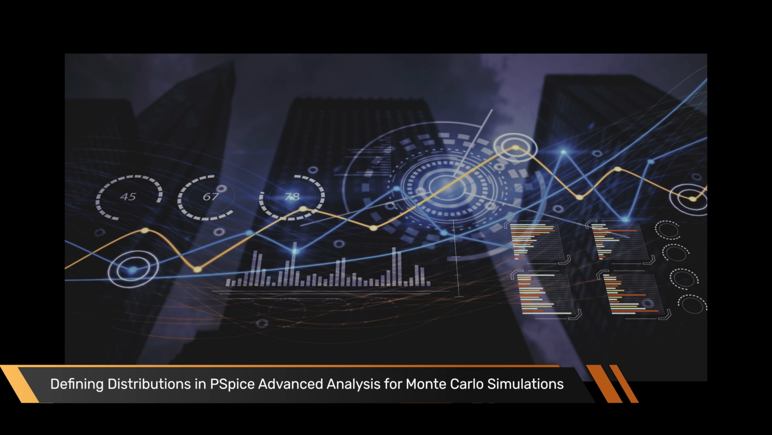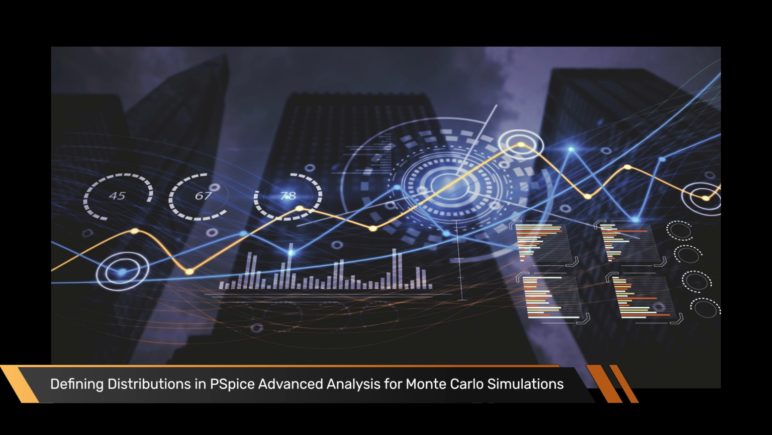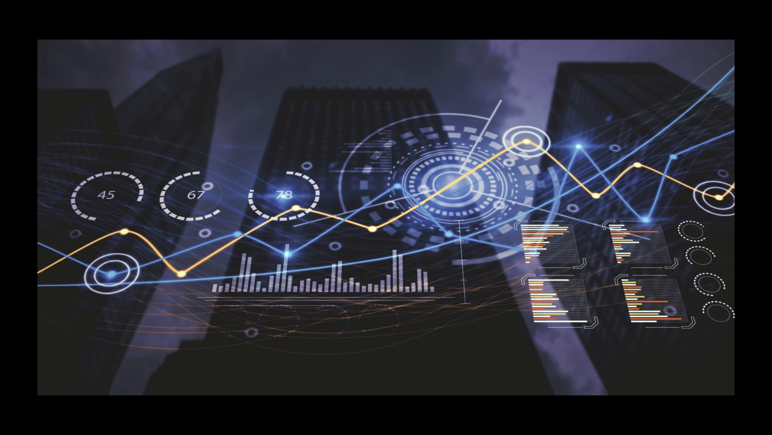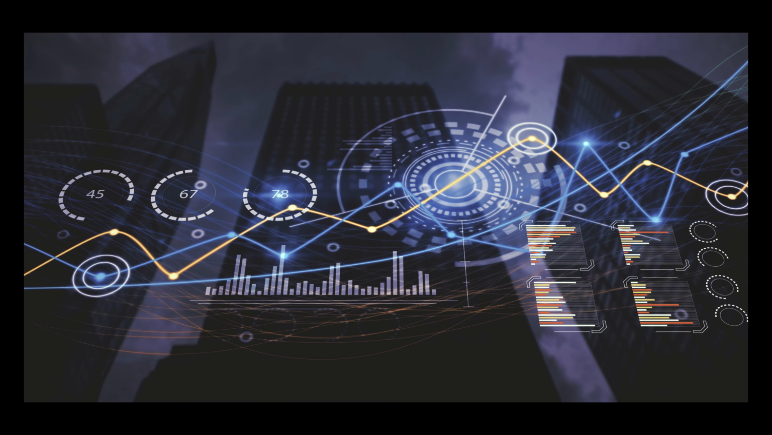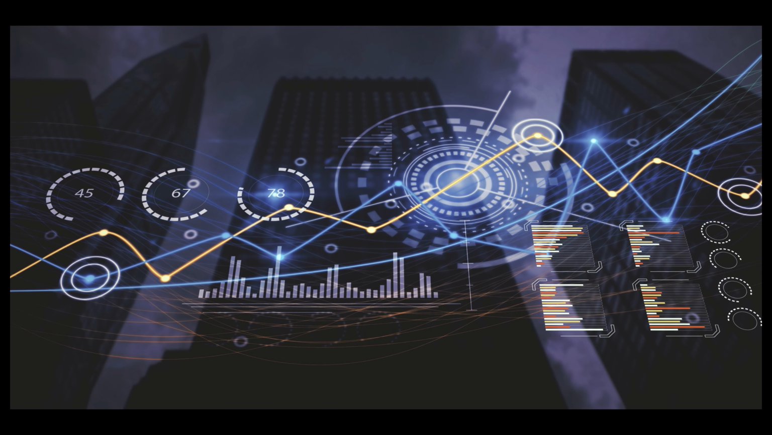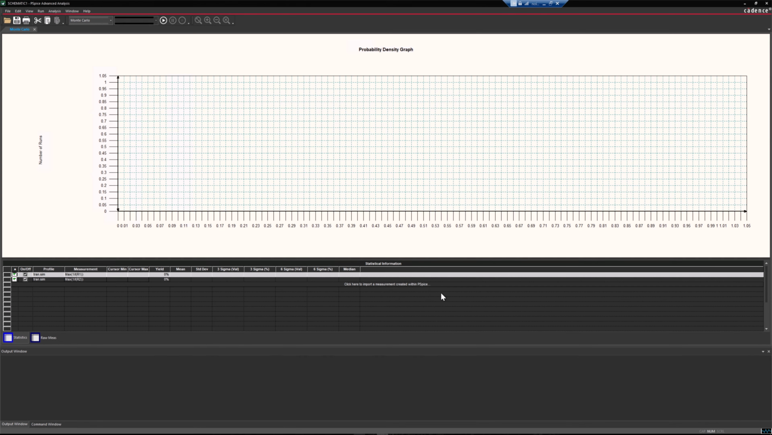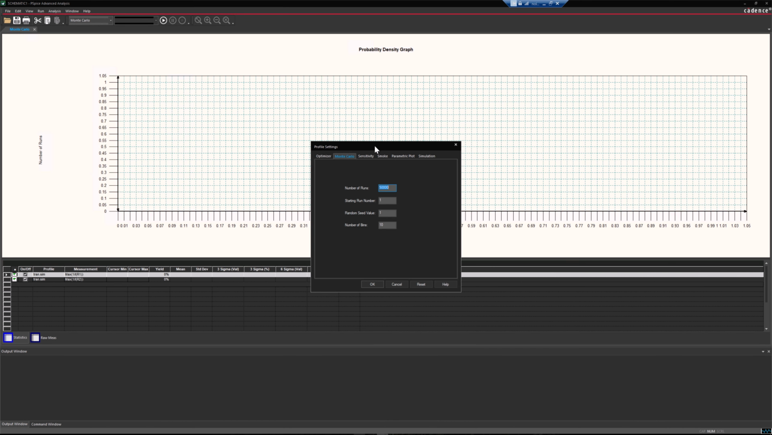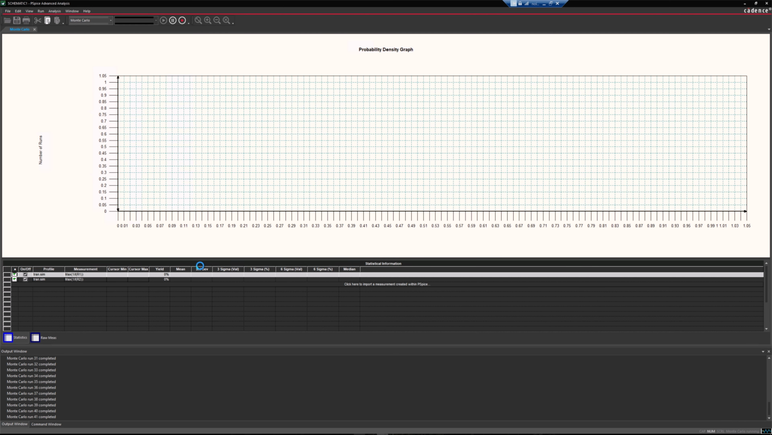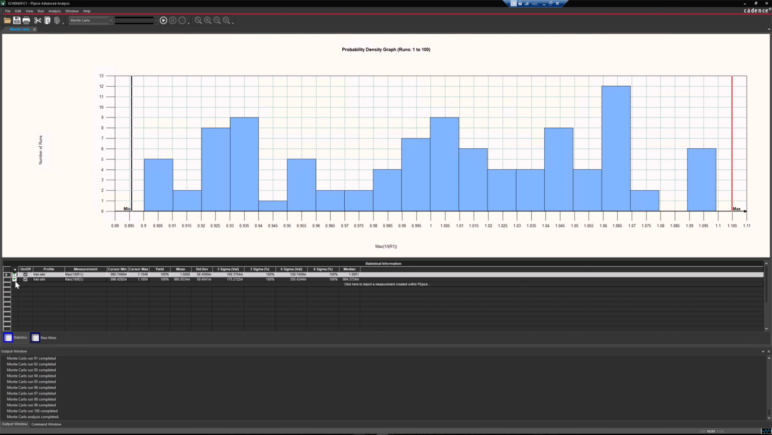The PSpice Advanced Analysis Monte Carlo simulation helps predict the behavior of circuits when component values are varied in their defined tolerance range. Using the measurements provided by PSpice simulations, the Monte Carlo analysis helps to calculate statistical data like yield, mean, standard deviation, and 3 and 6 sigma values.